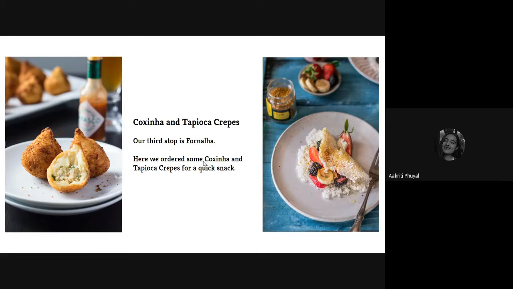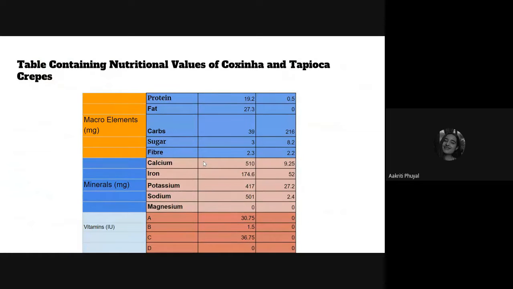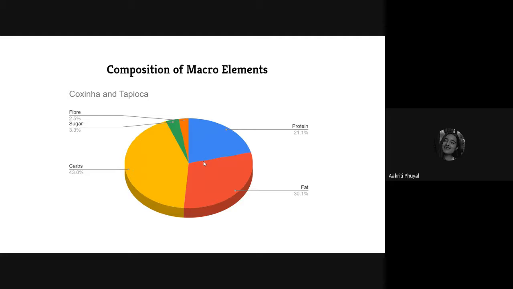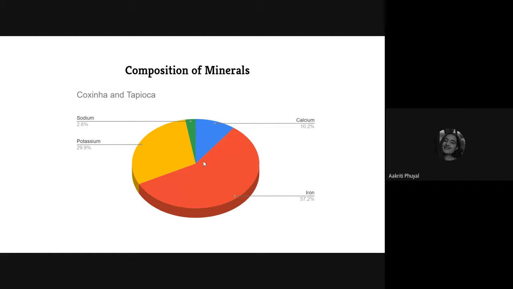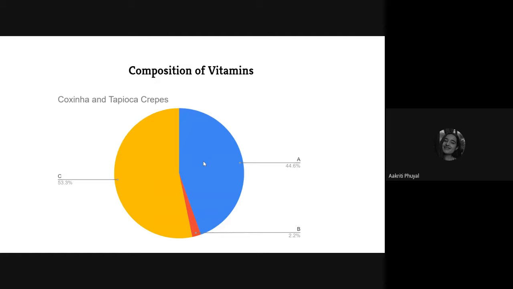After trying it, we were greatly impressed by those snacks, and we found out that the nutritional values of coxinha and tapioca consist of macro elements, minerals, and vitamins. As you can see from the table, next slide, please. The chart of the composition of macro elements shows that carbs are the highest percentage, 43%, and fiber is the lowest, 2.5%. In the composition of minerals, the maximum percentage is iron, 57.2%, and the minimum is sodium, 2.6%.